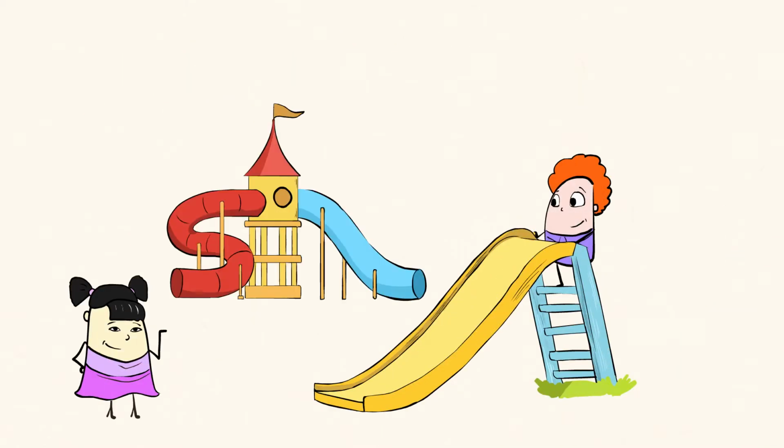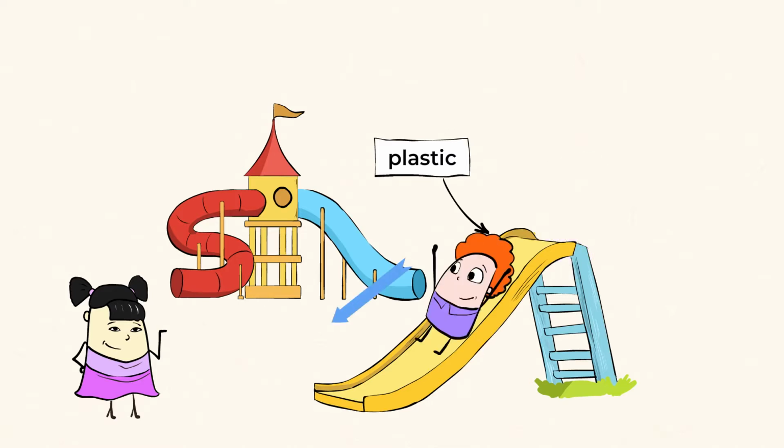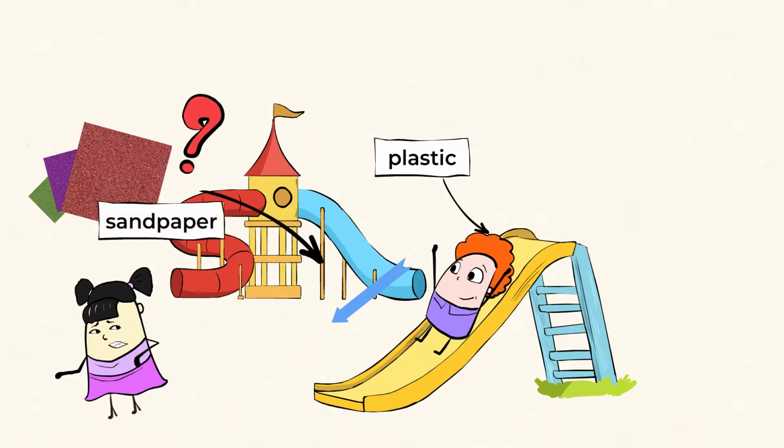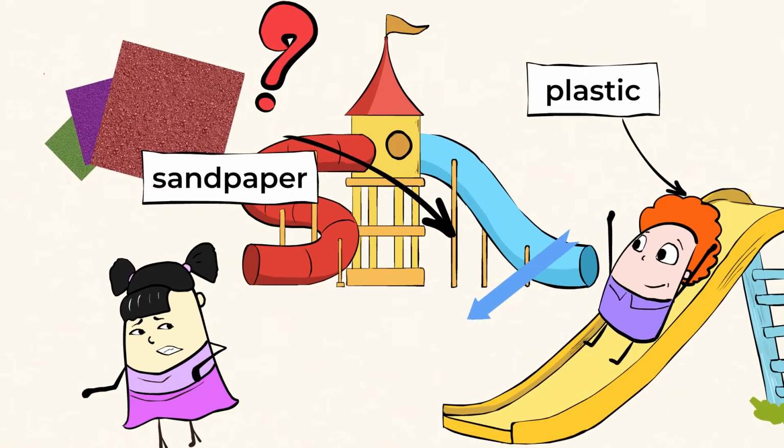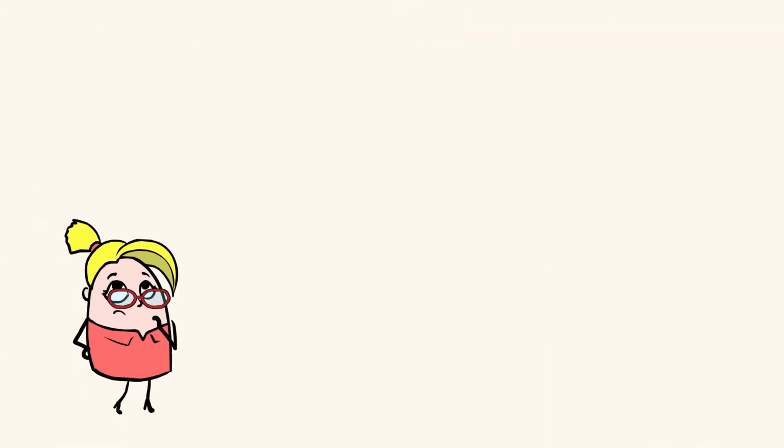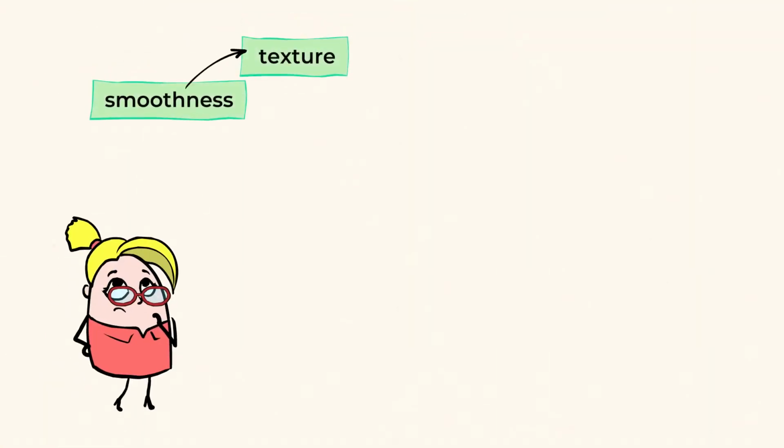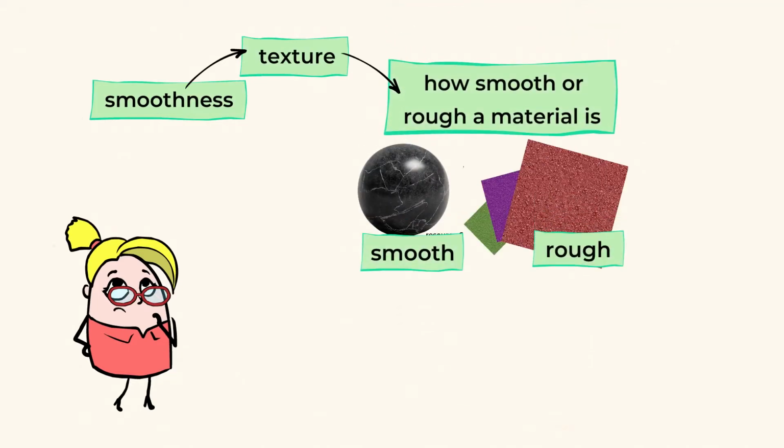Or think of a playground slide. It can be any color or shape. But they're all made of plastic, right? A material that has a smooth texture so that we can slide down it faster and more easily. Can you imagine what it would feel like to go down a sandpaper slide? Oh, no way, right? I don't even want to imagine that. Smoothness is an example of texture. Texture means how smooth or rough a material is.